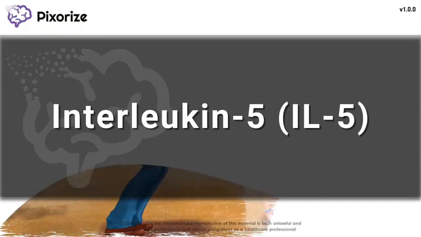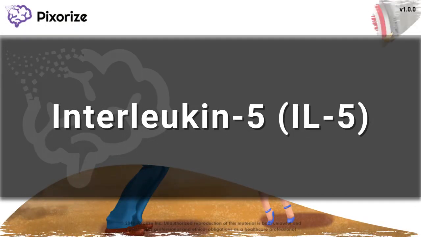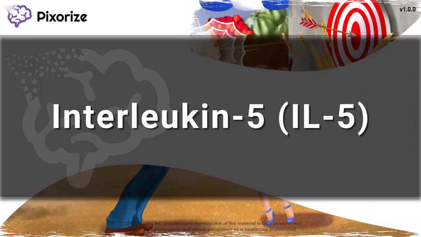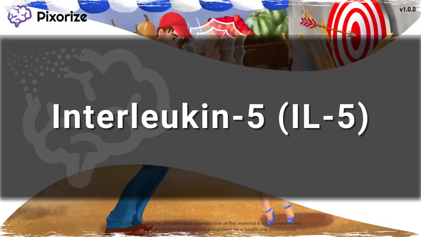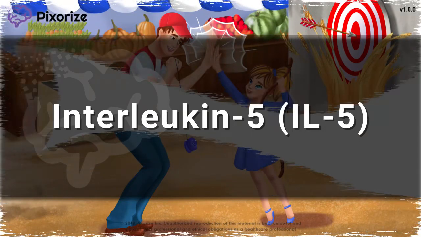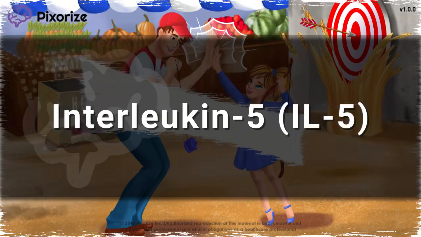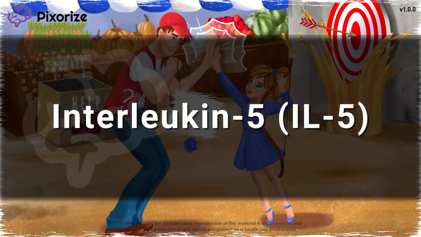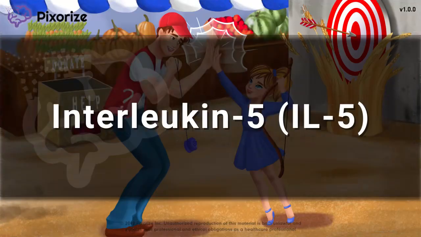Interleukin-5, also called IL-5, is an important cytokine, or signaling molecule involved in the immune response. IL-5 promotes eosinophil proliferation, B-cell proliferation, and IgA production. In this video, I'll give you my visual mnemonic to remember all the key facts about IL-5.